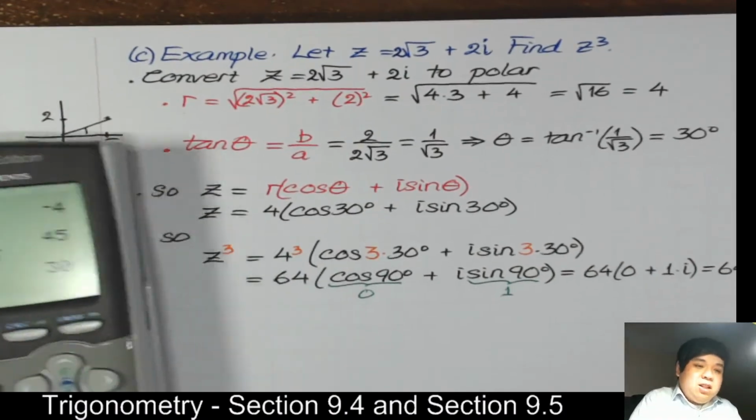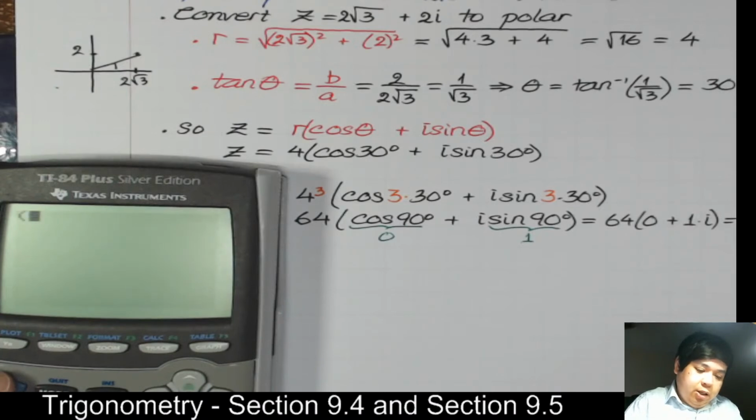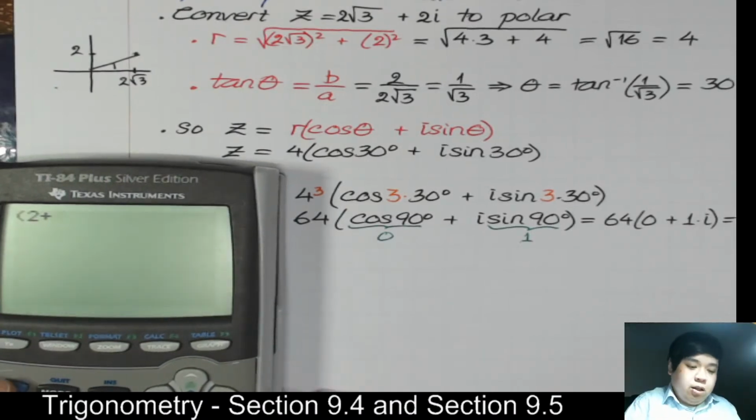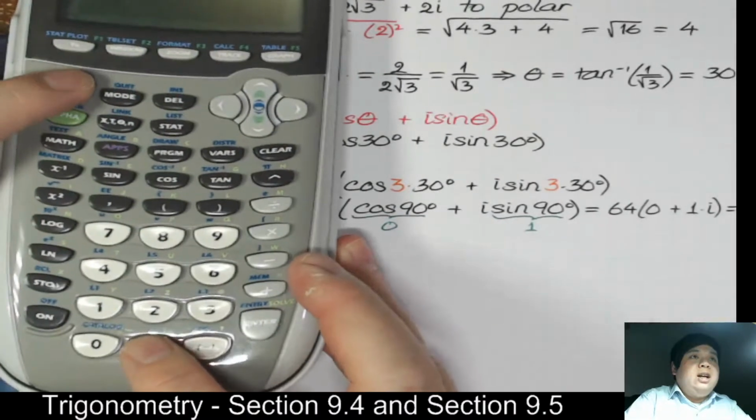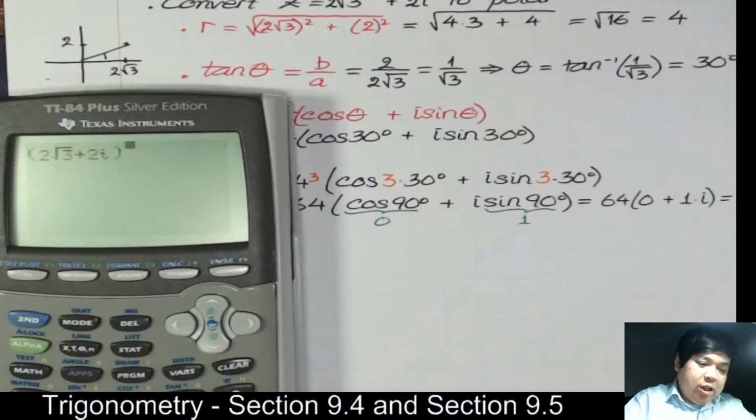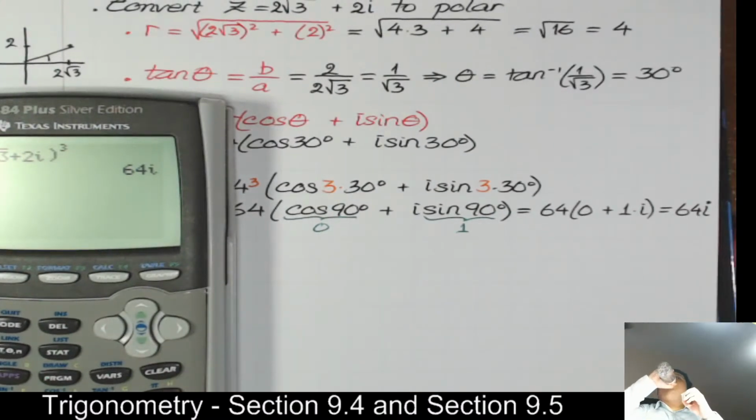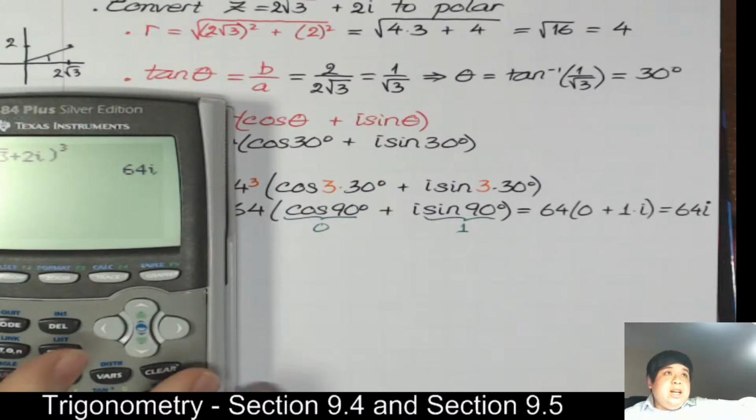Right, so let's see if we use the calculator. 2 square root of 3 plus 2, and then the decimal point to i, raised to the third power. And indeed we have 64i.